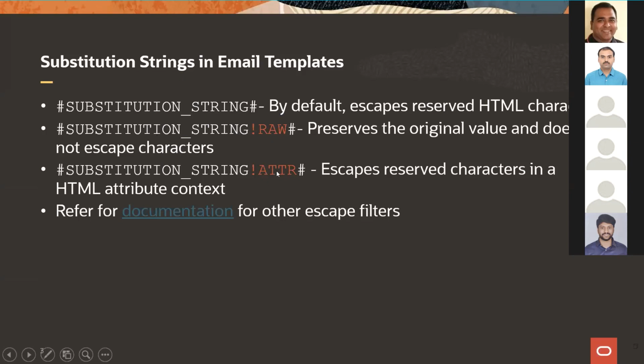The other escape filter I would like to talk about is attr. If you want to use the value you are sending from the code as an attribute, maybe for a style attribute or maybe as an image source, in those cases you can use this syntax. There are also other escape filters, for example for JavaScript, and also for HTML. You can refer to the documentation, but today we are going to use these two. So with that, I will go to the demo part.